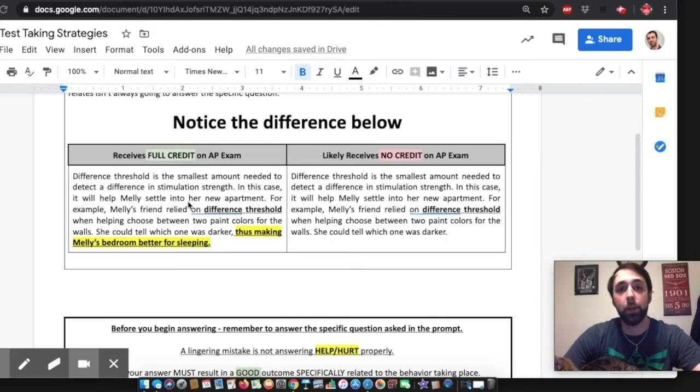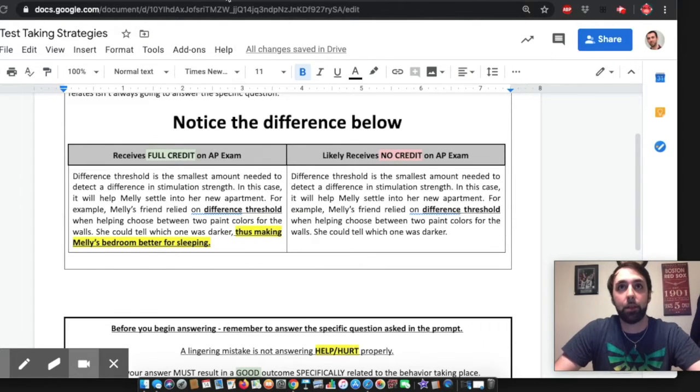However, what distinguishes the one on the left from the one on the right is that clear point at the very end, allowing Melly to sleep better as a direct result of the color difference between the two different shades of paint that she could have had for her room. That is what clearly distinguishes these two bullets from one another. If you fail to do that, then you simply will not score.